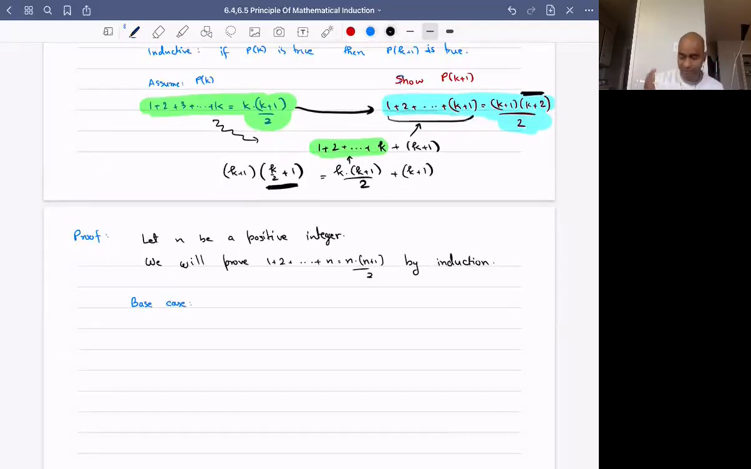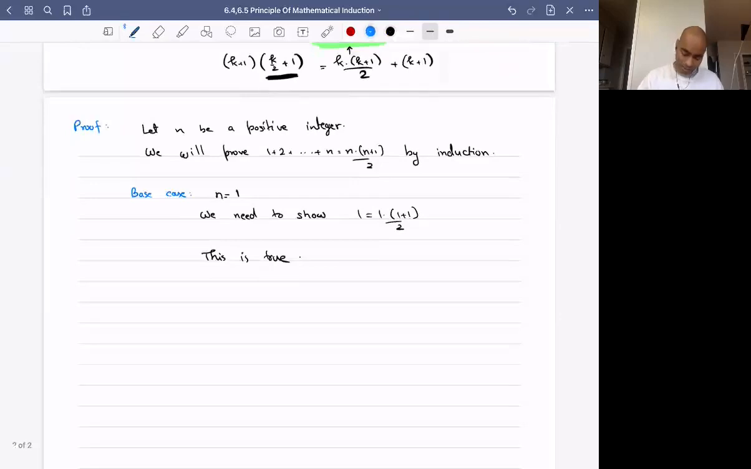The base case is the smallest thing I want to prove it for. So n equals 1. For this, we need to show that 1 is equal to 1 times 1 plus 1 over 2. I'll just leave that this is true. That's just 1 is equal to 1. So the base case is done. Then I have the inductive step.